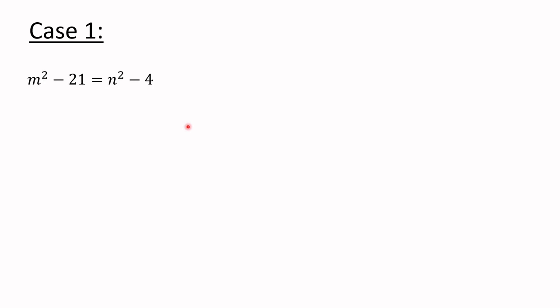Now you can probably already see what I'm going to do here. If I group the unknowns to one side and the integers to the other, then I would get m squared minus n squared equals 21 minus 4. This is just a difference of two squares, equal to 17, meaning you can factorise it like the difference of two squares and then set it to 17.